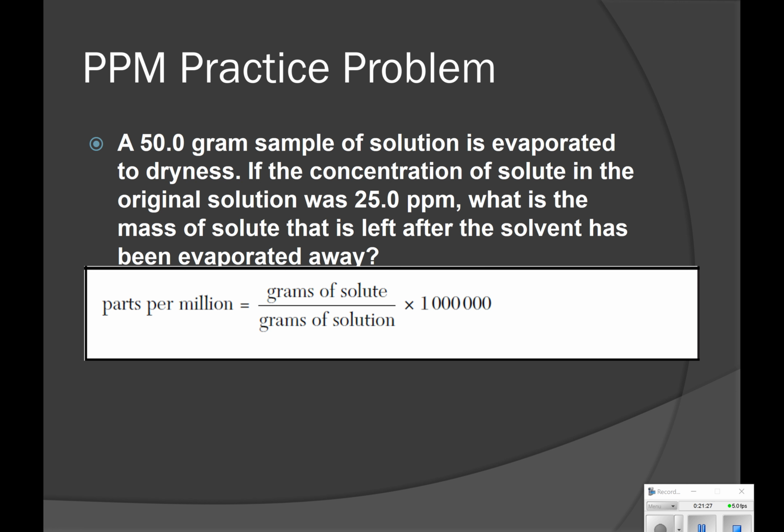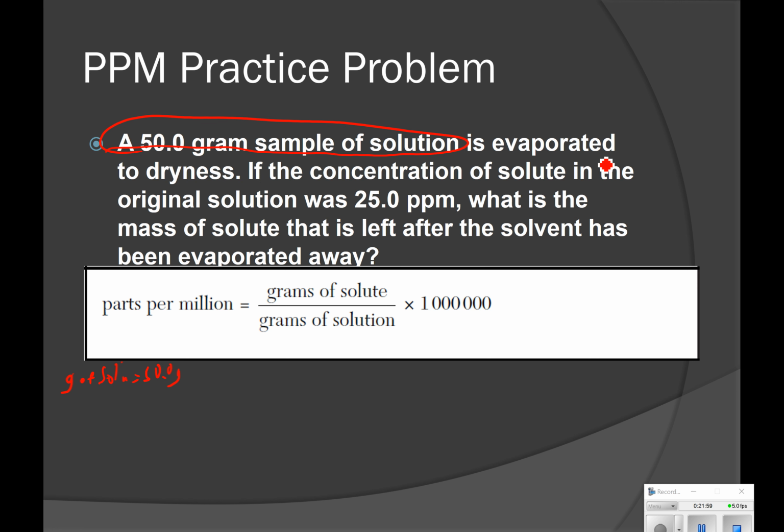Now, we might see this a couple different ways. A 50-gram sample of solution is evaporated to dryness. If the concentration of solute in the original solution was 25 parts per million, what is the mass of solute that is left after the solvent has been evaporated away? So with this one, we have a 50-gram sample of solution. So we know that the grams of solution is 50 grams. And that's evaporated to dryness.